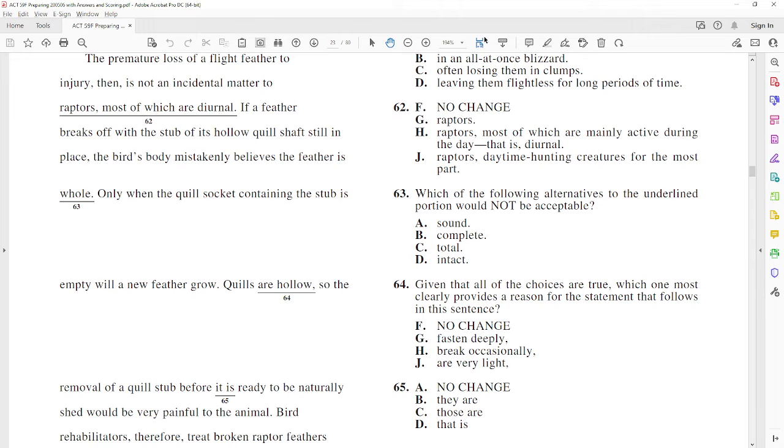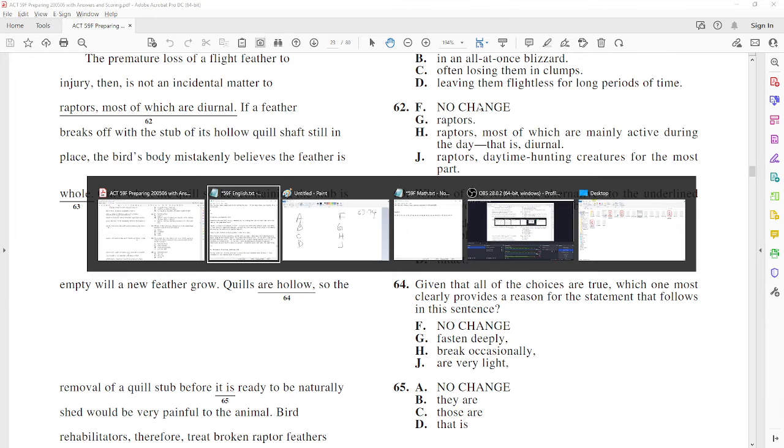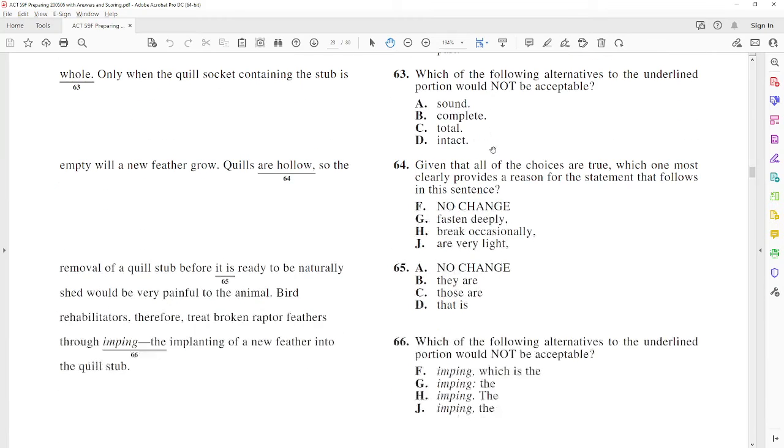A lot of, say there was a meteor shower, and it destroyed all kinds of cars on the road. My car, however, was intact, or sound, or complete, or whole. I wouldn't say my car is total. It's just not the way the word is used. There's no other way to say it. Okay? So we're doing 63 to 74. So again, the answer for 63 is C.